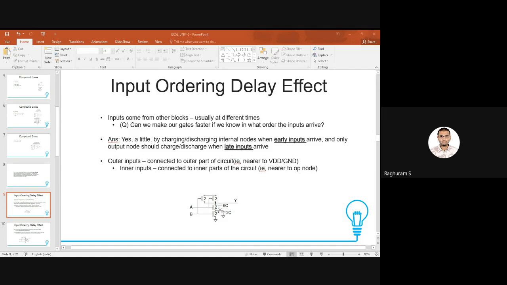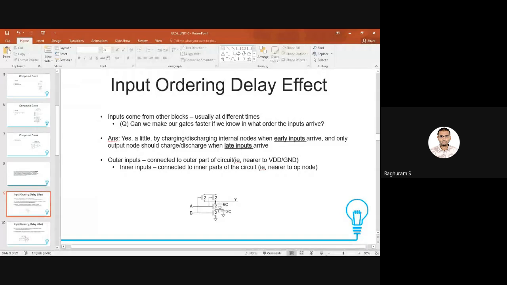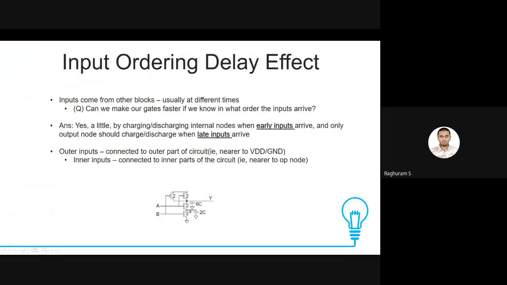So this intermediate node also needs to get charged or discharged based on the operation. And that is where this whole input ordering comes into the picture. Suppose the output node only has to be discharged, then it's going to happen fast. If the output node Y and this intermediate node X have to be discharged, then it's going to be a little bit slower. And that is what we're trying to solve with this ordering.